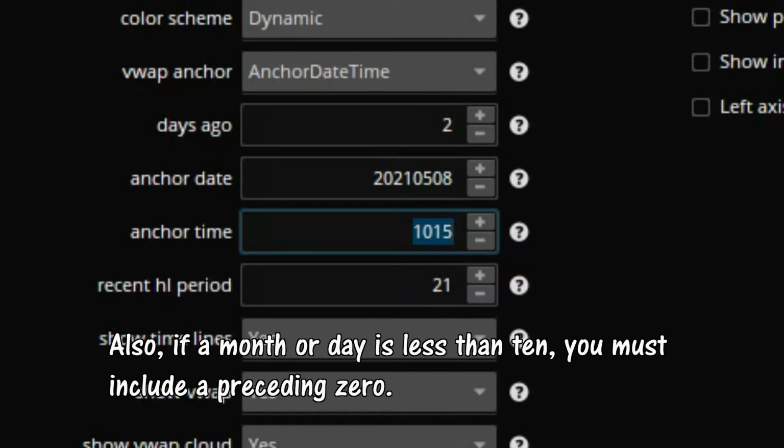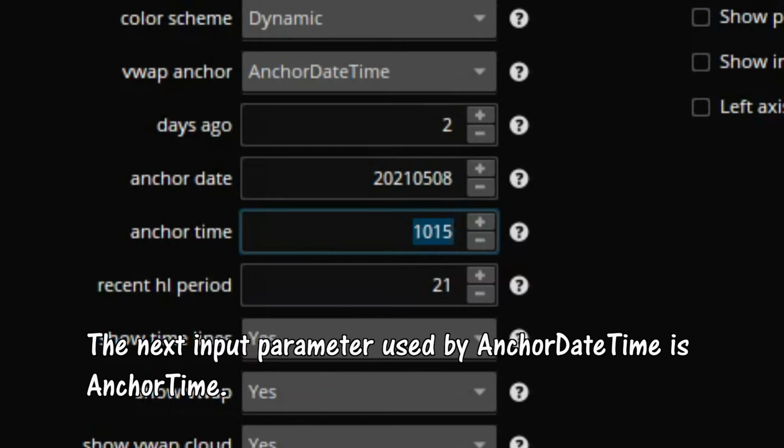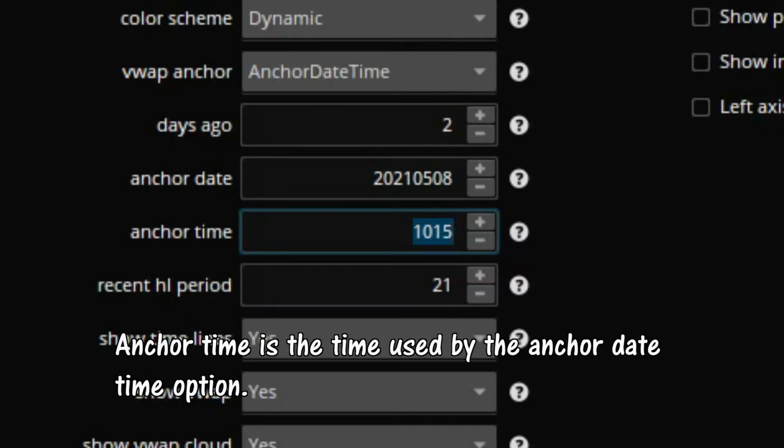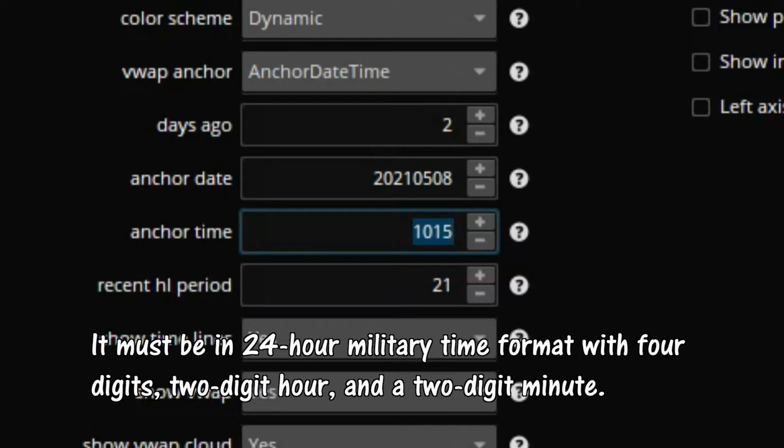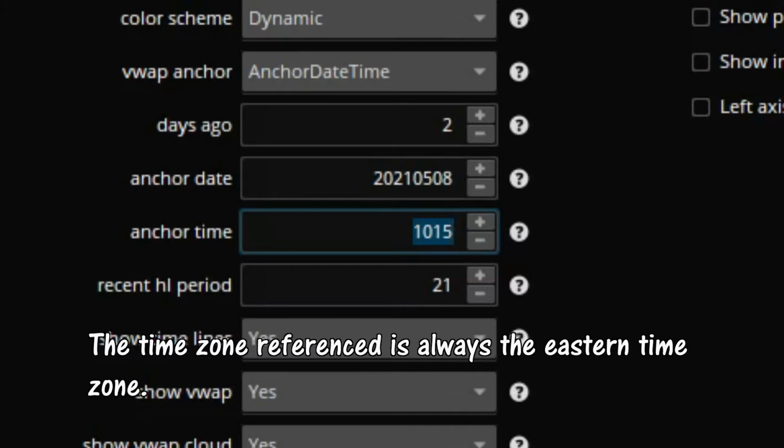Also, if a month or day is less than 10, you must include a preceding 0. The next input parameter used by anchor date time is anchor time. Anchor time is the time used by the anchor date time option. It must be in 24-hour military time format with 4 digits, 2-digit hour, and a 2-digit minute.